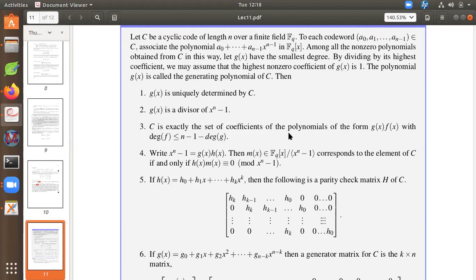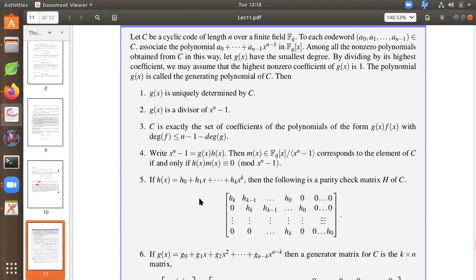So that is a linear combination now converted into divisibility by g of x, right? See, every code word looks like g of x into f of x. That means g of x is dividing it, right? Similarly, a code word can also be determined by h of x, where h is such that g of x into h of x is x power n minus 1. When you multiply by m of x, it becomes 0. This is another way to check.